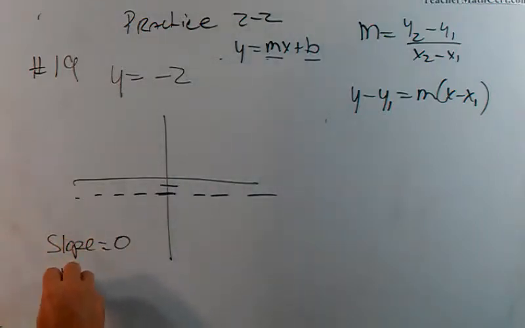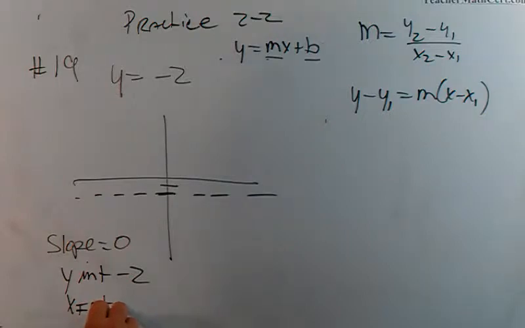and the y-intercept is what? Negative 2. And what is the x-intercept? It's going to be what? Nada, right? It does not exist. Let's see what they say. 19. Yeah, none. Doesn't have one. Okay?